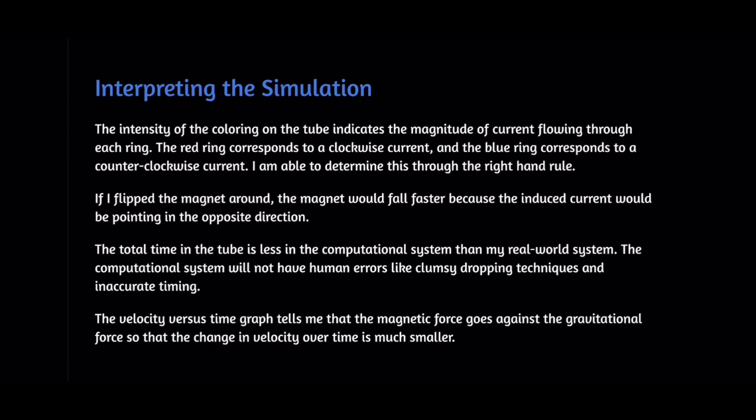If I flip the magnet around, the magnet would fall faster because the induced current would be pointing in the opposite direction. The total time in the tube is less in the computational system than in my real-world system. The computational system will not have human errors like clumsy dropping techniques and inaccurate timing. The velocity versus time graph tells me that the magnetic force goes against the gravitational force, so the change of velocity over time is much smaller.